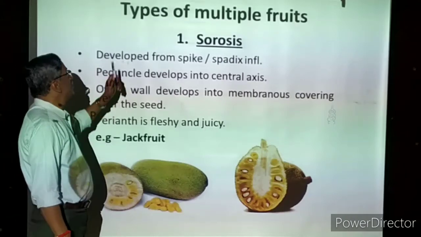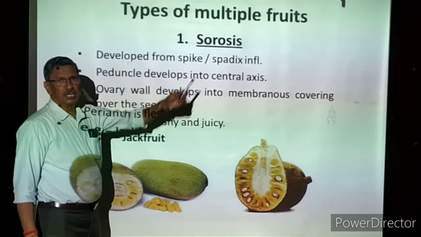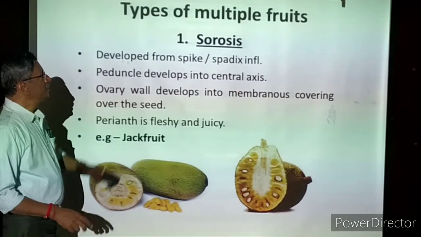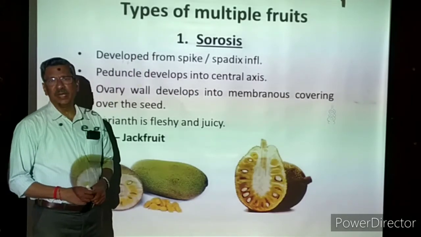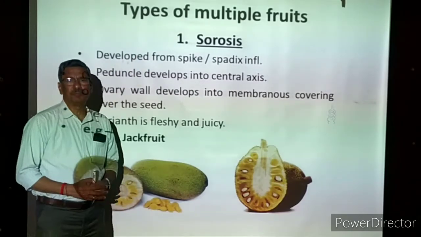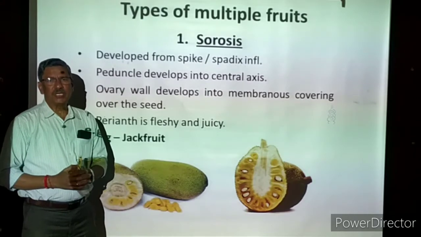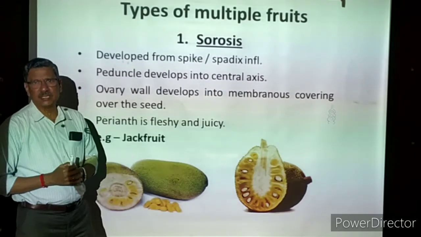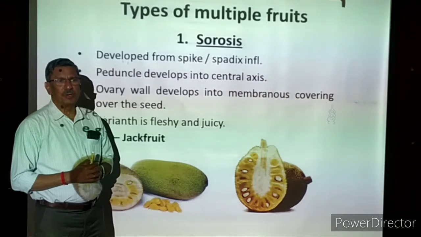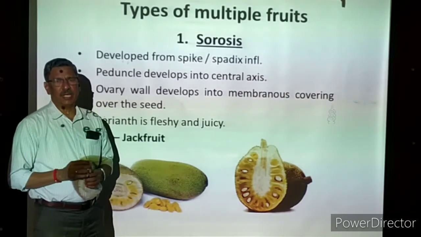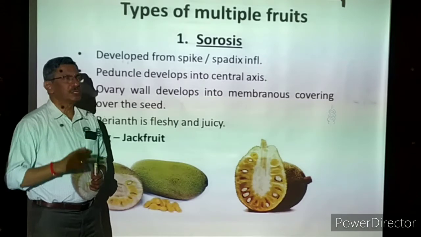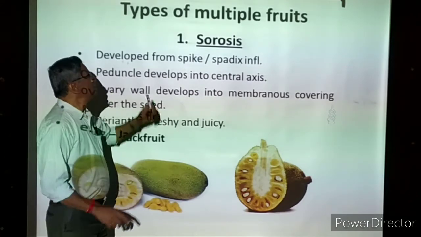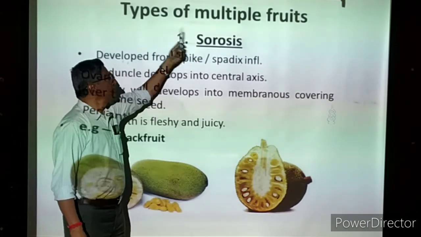Now we are going to start with types of multiple fruits. In the introduction I told what is the meaning of multiple fruits. The multiple fruit is a large fruit which is developed from many ovaries. That means it is developed from an inflorescence. Inflorescence means group of flowers. So in multiple fruits there are different types.